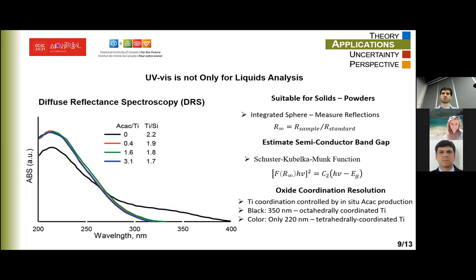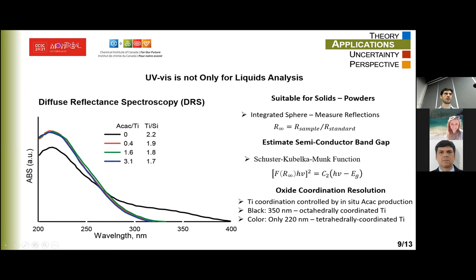where it's using an integrating sphere that measures the reflections of your samples. And with that, we can see the reflection of the sample related to the reflection of a standard, and from this is calculated the reflection of an infinitely thick sample. And from this, we can also estimate the semiconductor band gaps using the Schuster-Kubelka-Monk function that's derived from that equation.